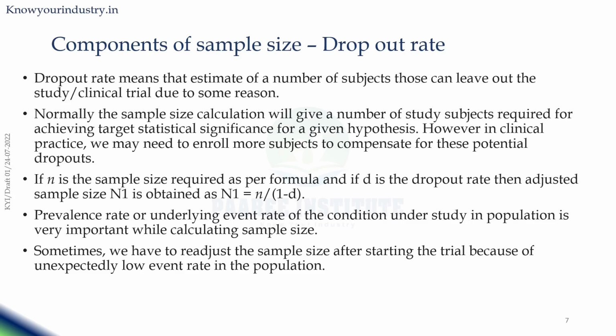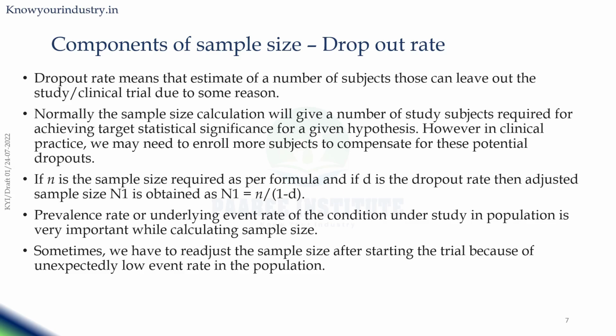The final component of the sample size is the dropout rate. Dropout rate means the estimate of the number of subjects that can leave the study or the clinical trial due to some reasons. Normally, the sample size calculation will give the number of study subjects required for achieving the target statistical significance for a given hypothesis. However, in clinical practice, we may need to enroll more subjects to compensate for this potential dropout. If n is the sample size required as per formula and if d is the dropout rate, then the adjusted sample size n1 is n divided by 1 minus d.